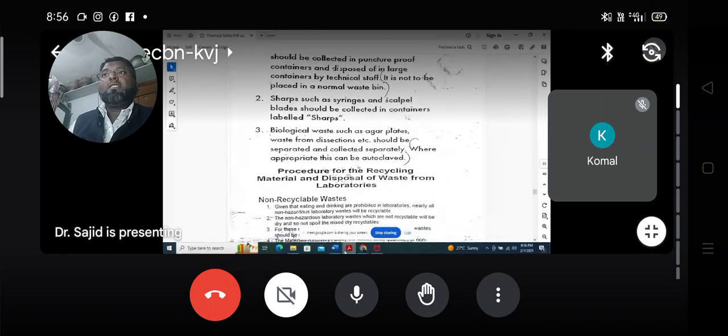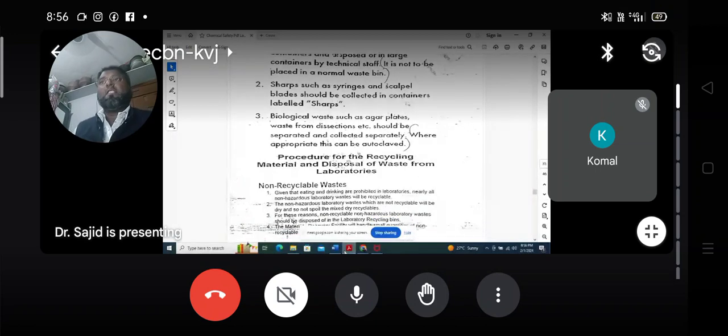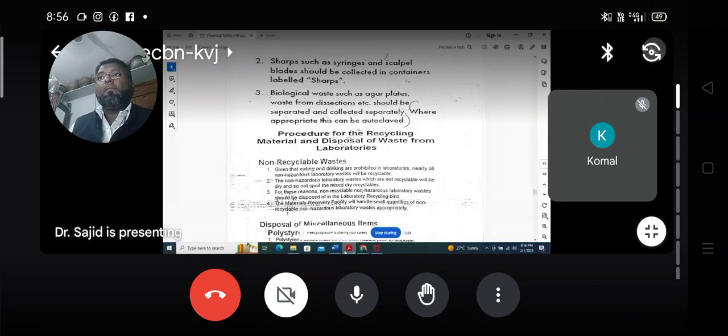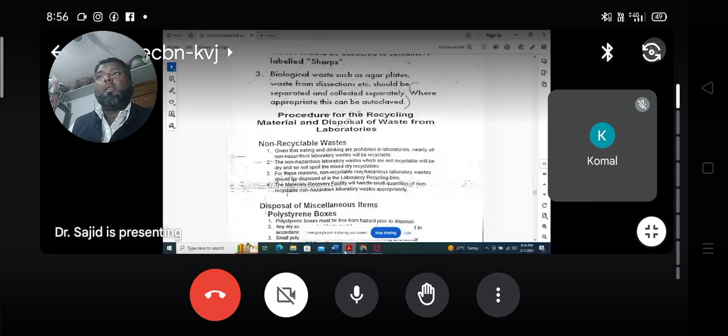Biological waste such as agar plate waste from the dissection etc. should be separated and collected separately where appropriate. This can be autoclaved. Autoclaving should be adopted. Procedure for recycling material, disposal of the waste from the laboratories.